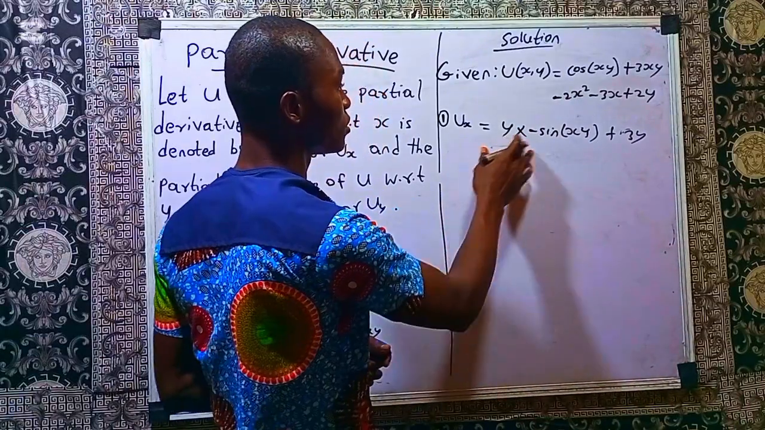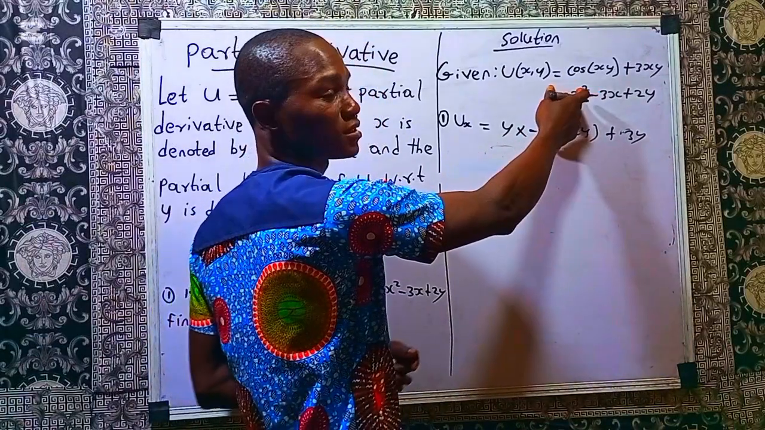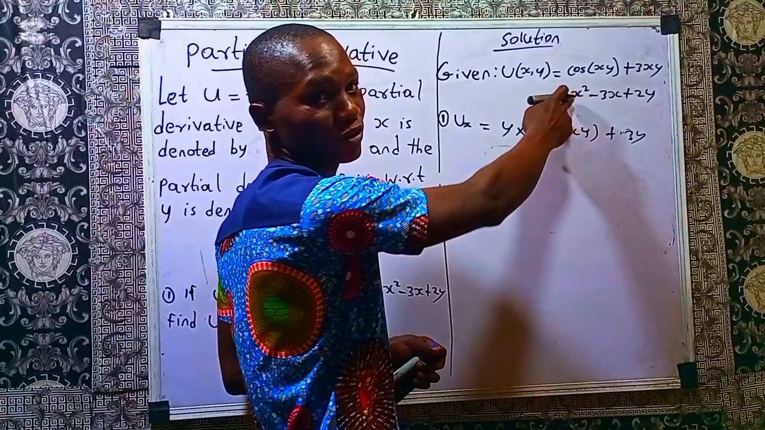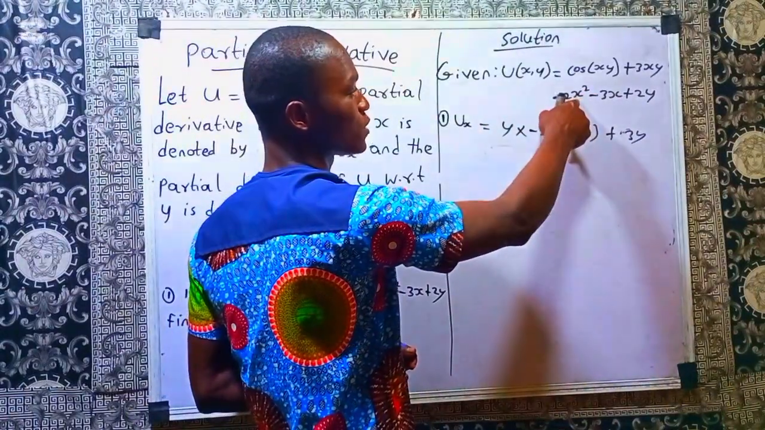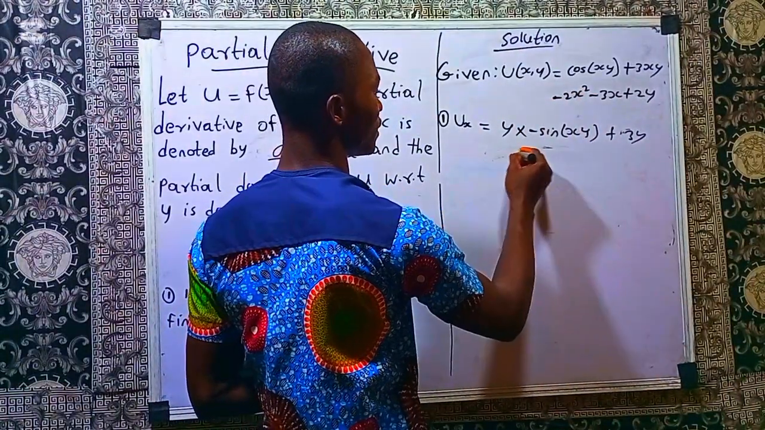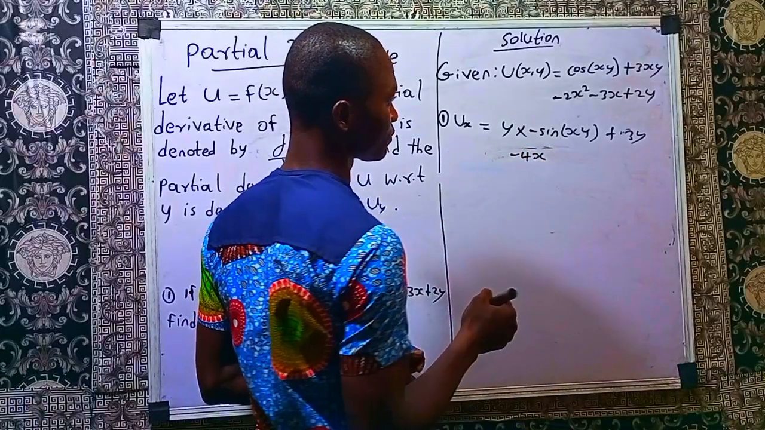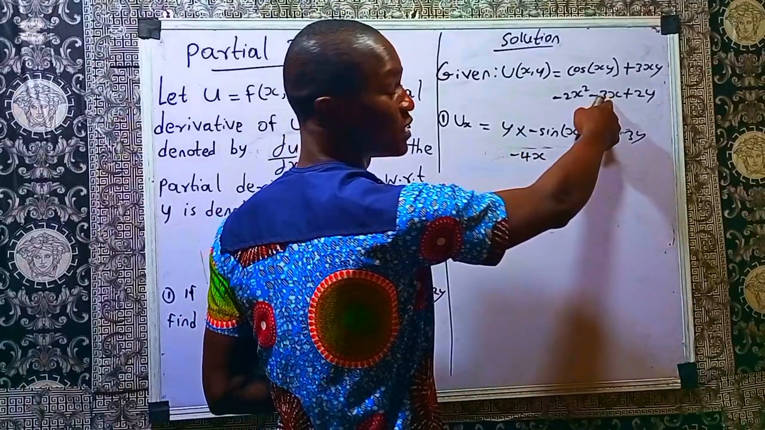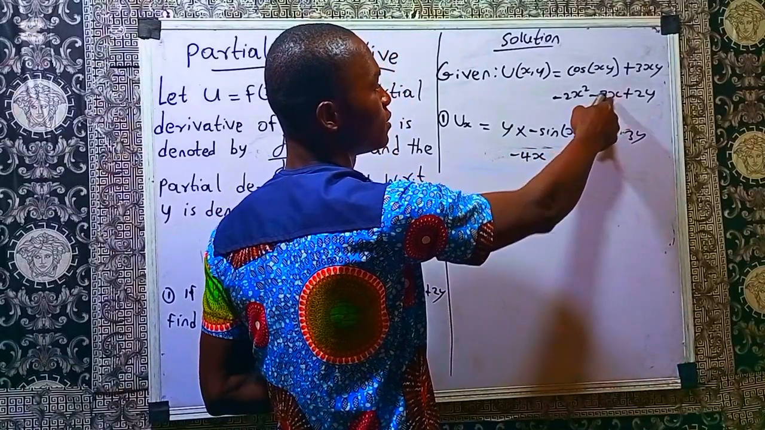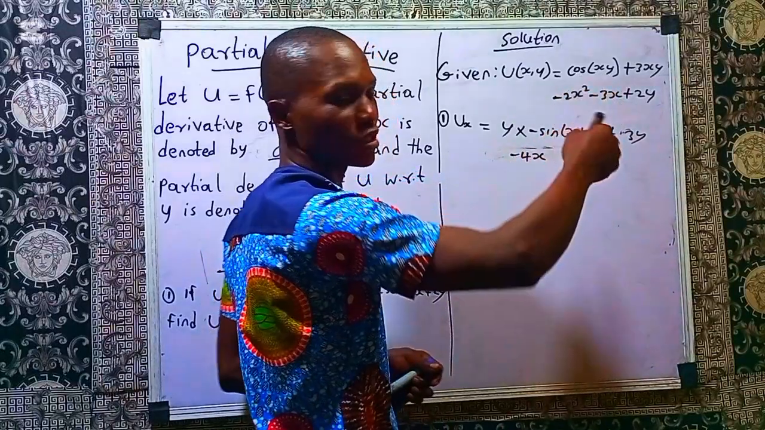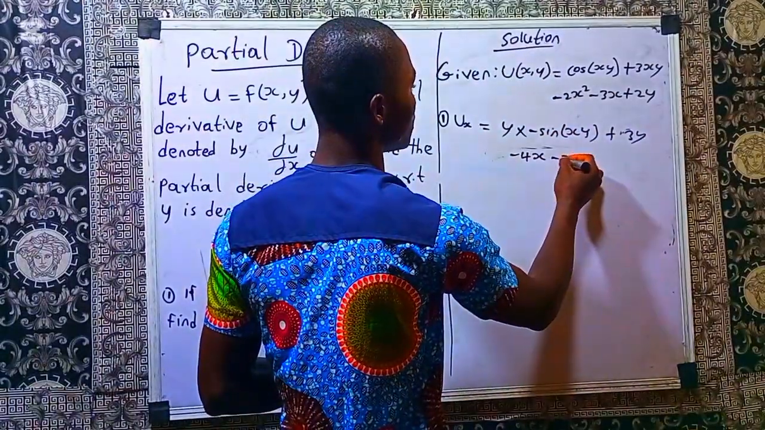okay, then what is the derivative of this with respect to x? Differentiate this with respect to x, what will you get? We're going to have negative 4x. Now differentiate this with respect to x. Differentiate negative 3x with respect to x, what will you get? Negative 3.